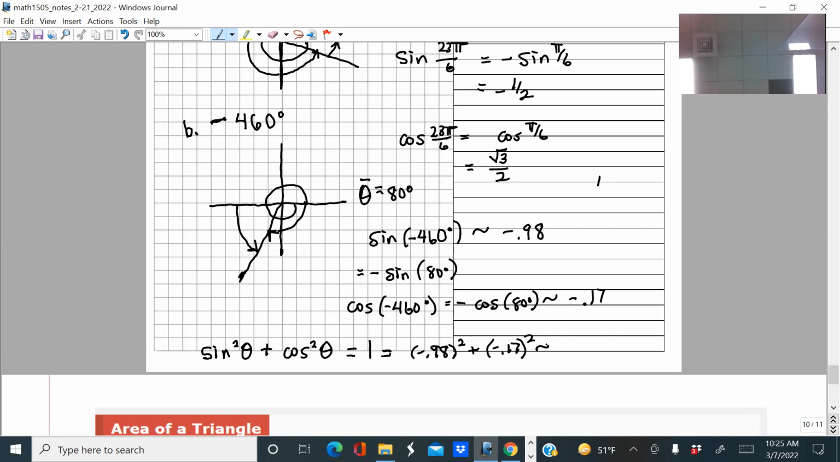Try that on your calculator. Is it 0.999 or something? Okay, yeah, right. So that's just an example of the Pythagorean identity. We didn't get exactly 1 because we had rounded off the 0.98 and the 0.17. When we squared them and added together, we didn't get exactly 1, but if we had the exact value for the sine and cosine of minus 460, we'd have gotten exactly 1 from this equation.